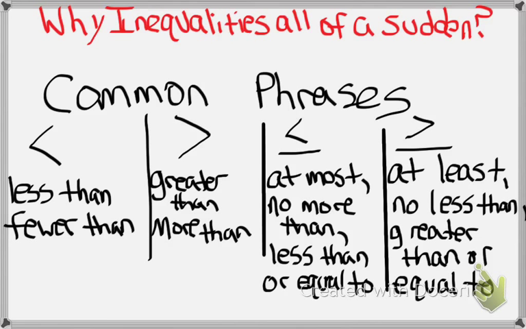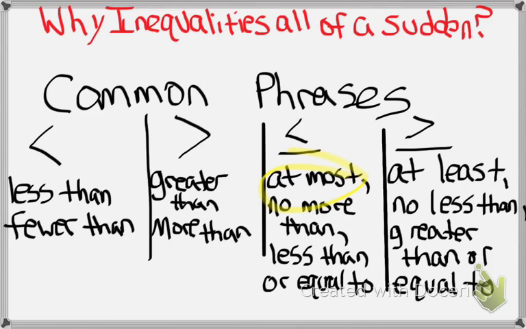So I took a moment to write the most common phrases that are used for inequalities. And you'll be honest, you've heard phrases like these in word problems or in the real world. It's not always saying something is equal to something. A lot of times they'll say, for example, you've got $50 to spend. That means at most, you could spend $50.